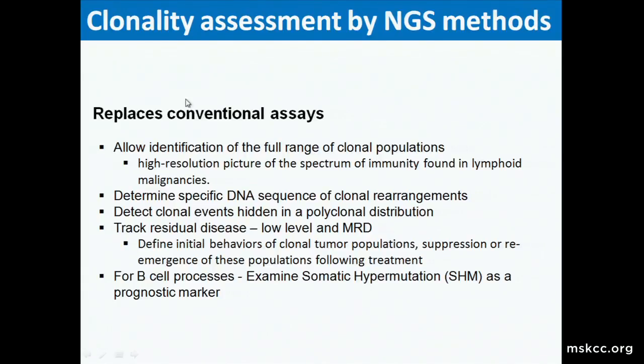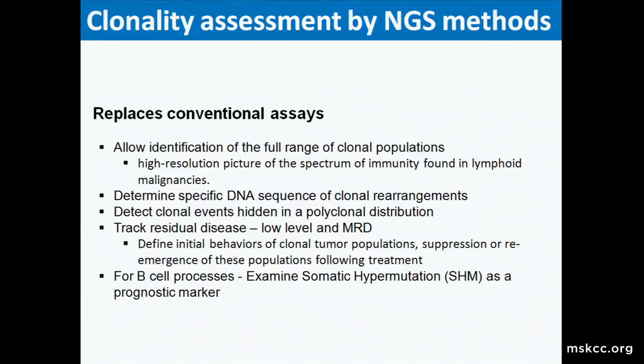So now with the new clonality assessment by NGS methods, you allow the identification of the full range of clonal populations, not only the one that is neoplastic, but also the accompanying populations, with a high resolution picture of the spectrum of the immunity that is found in the lymphoid malignancy. You can determine the specific DNA sequence and go look for that sequence later on in future samples. And that's a lot of power that you get to be able to monitor the patients.